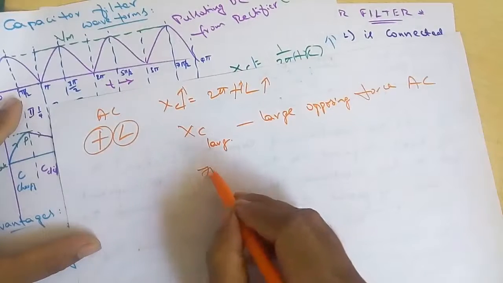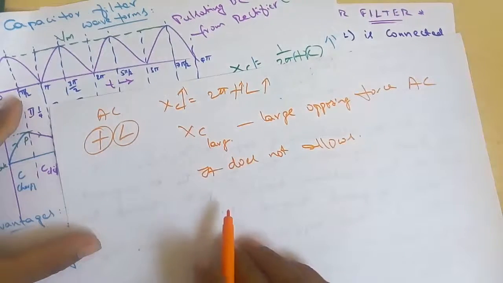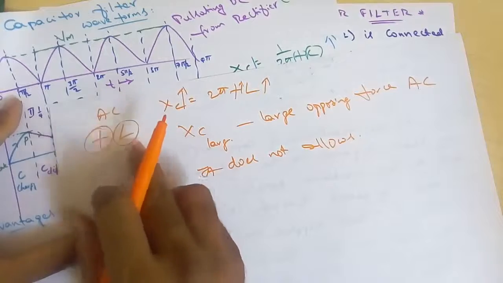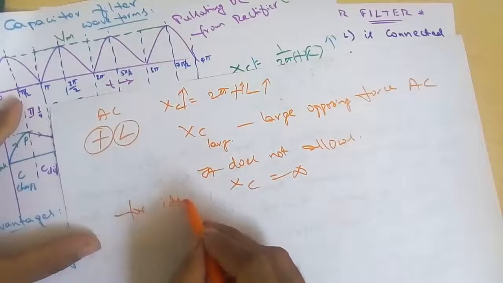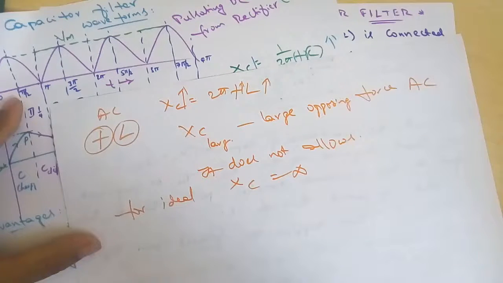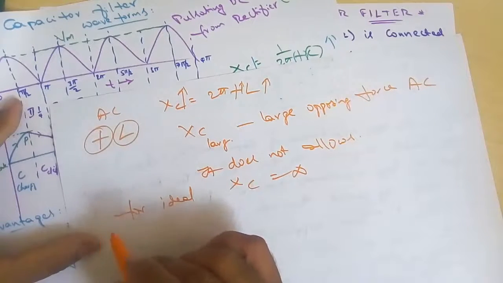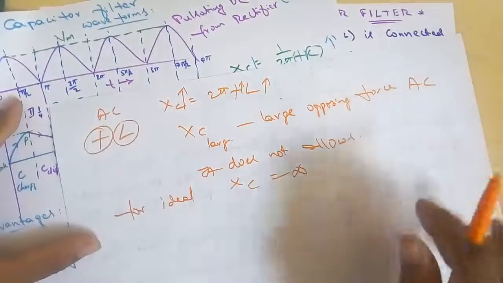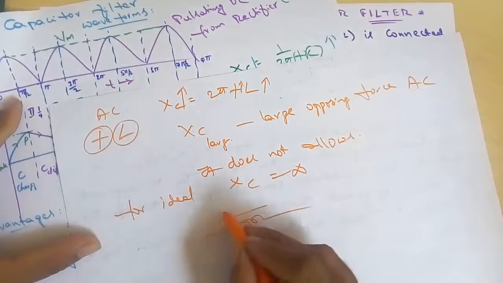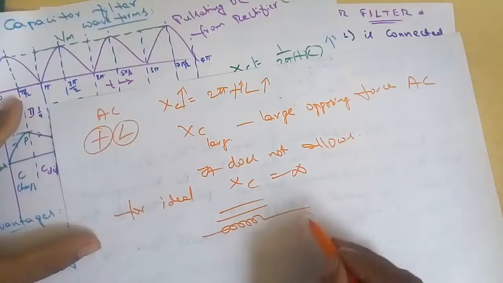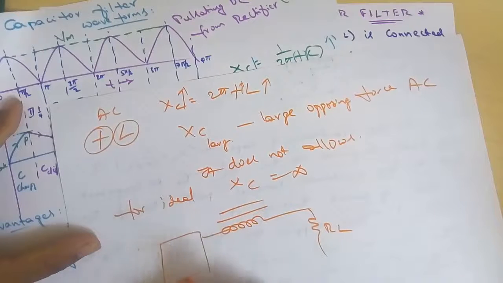So that's why it does not allow AC. For example, for an ideal inductor, XL is equal to infinite. That means there is infinite opposing force when AC flows through the inductor. Hence the inductor does not allow the flowing of the AC component. So that's why the inductor should be in series with the load resistance RL and the bridge circuit.